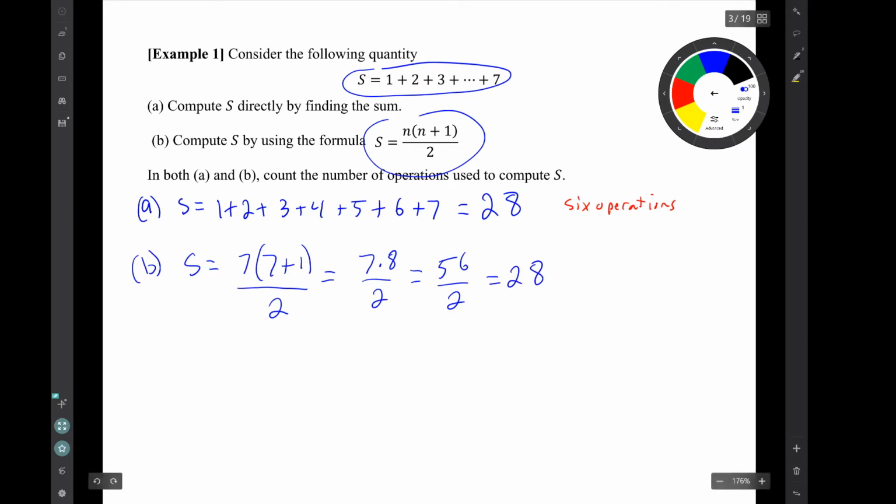Now, how many operations was that? It was 1 addition, 1 multiplication, and 1 division. So 3 operations. Of course, we used the fact that the number n was 7. Let's go on.